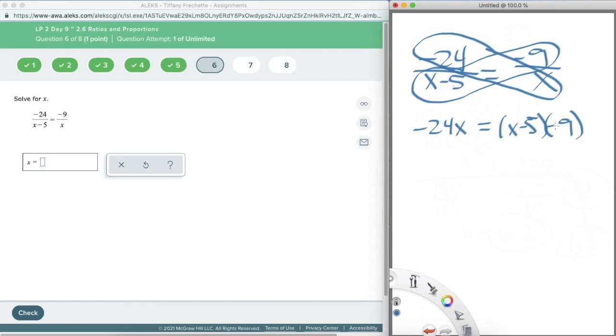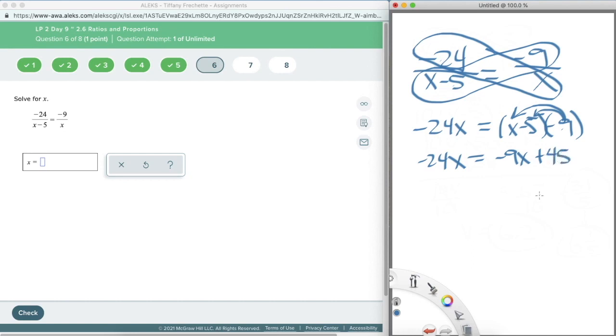We do need to reduce this as far as, or not reduce, but simplify. So negative 9 times x, we get negative 9x. And negative 9 times negative 5, well, that's going to give me a positive. 2 negatives make a positive, and 45.